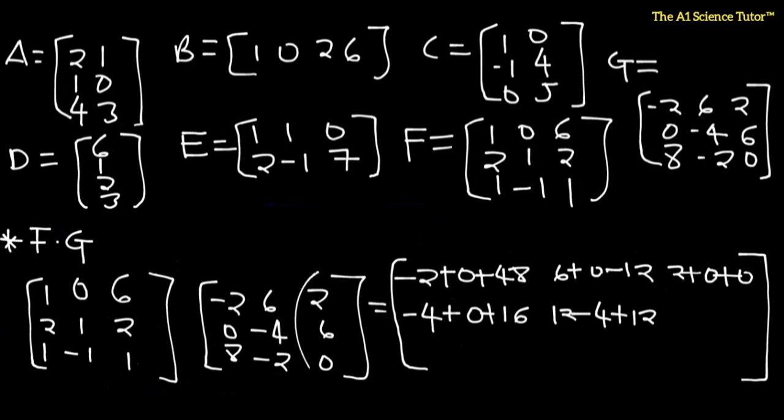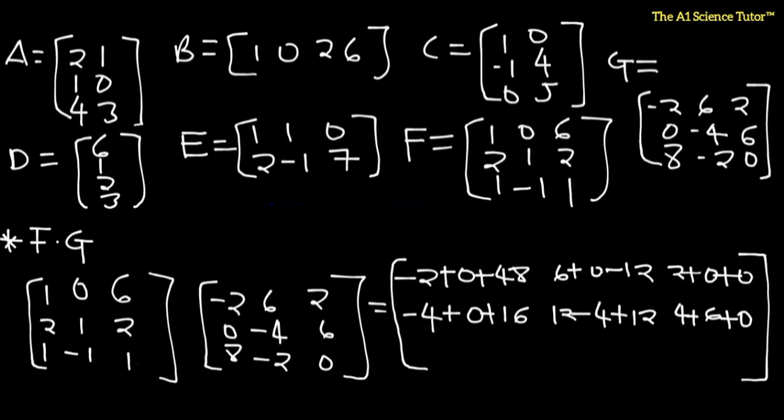Now we have the last column. So this is going to be 2 multiplied by 2, which gives us a 4. And then we have 1 multiplied by 6. So that should be 6. And lastly, we have 2 multiplied by 0. So that basically will give us a 0. So this is plus 0.